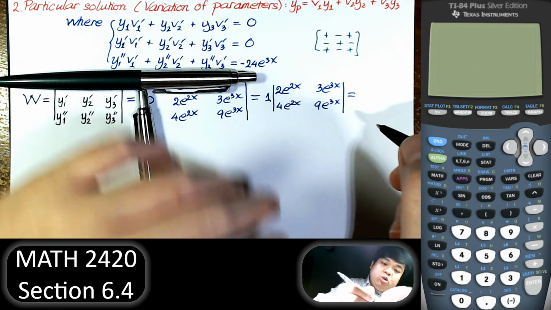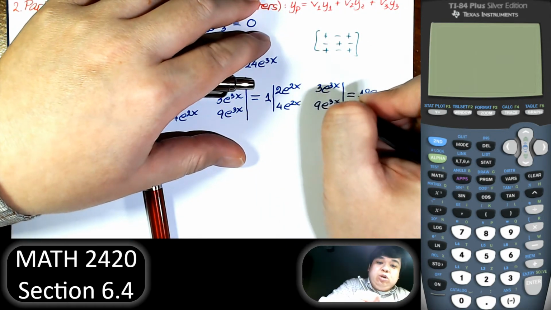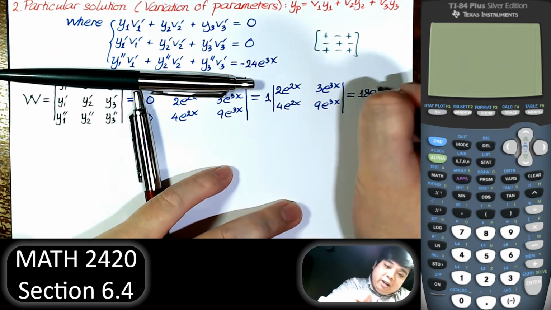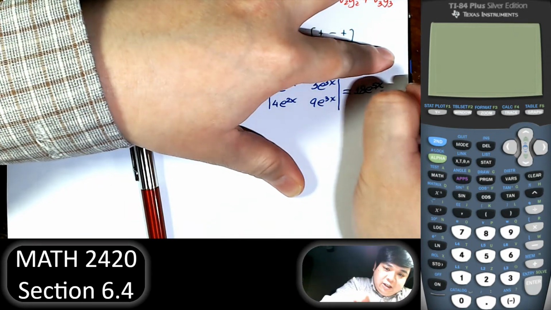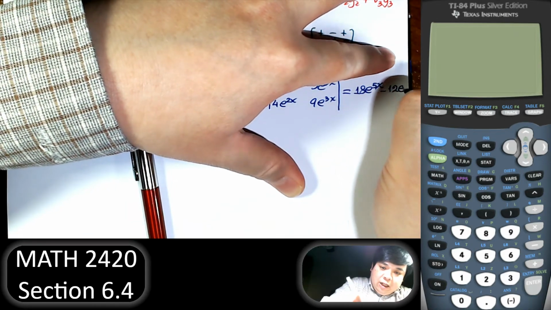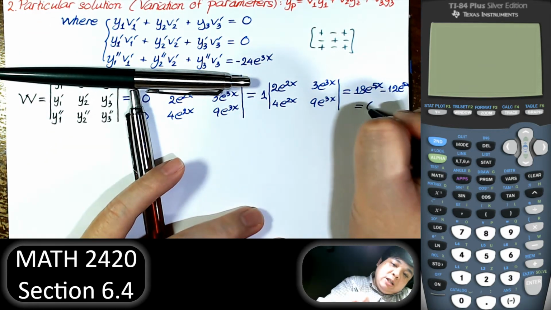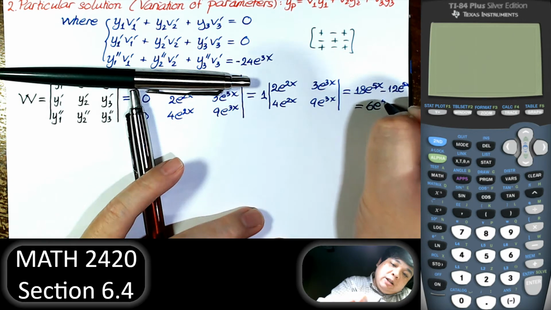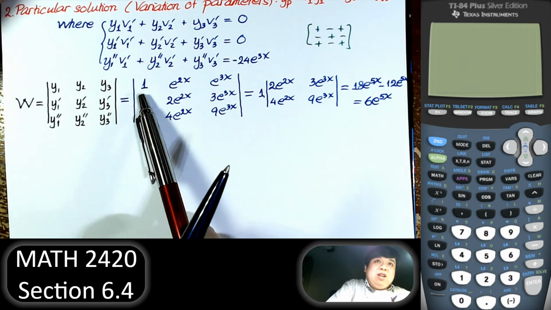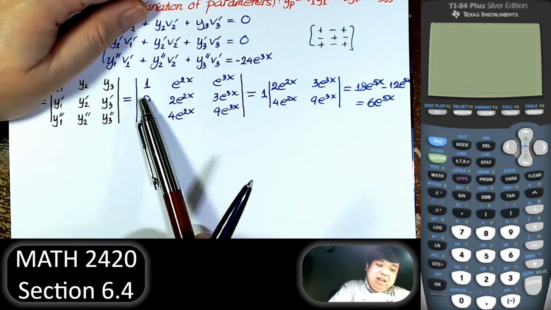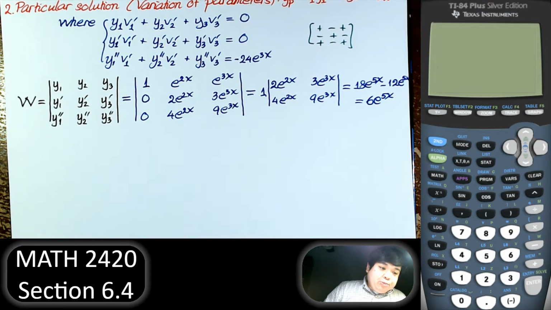Cross multiply and subtract, we have 18 e^(2x) e^(3x), we combine the exponents, e^(5x). Subtract 12 e^(5x). So subtract and we have 6e^(5x). The others are 0 and 0, that's why for the determinant we don't have anything else, so that's just 0 and 0, so that will be nice enough. That is W.